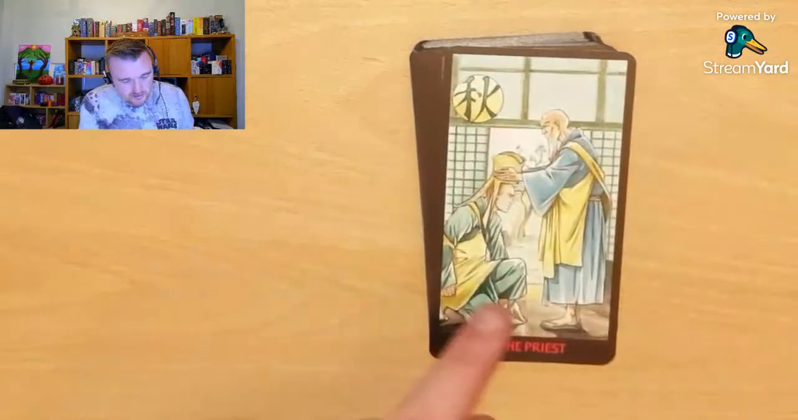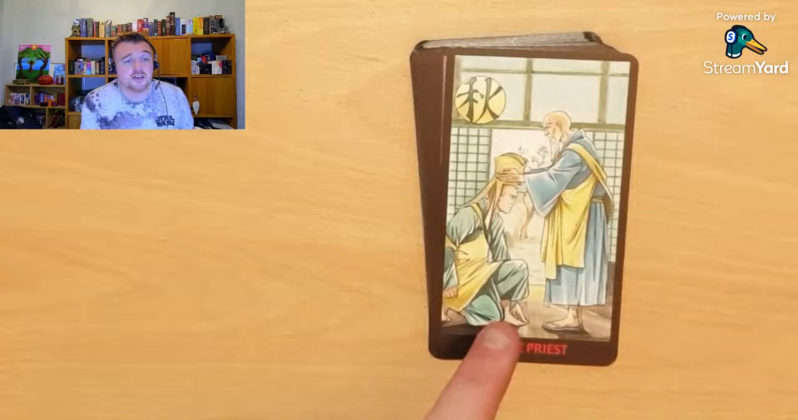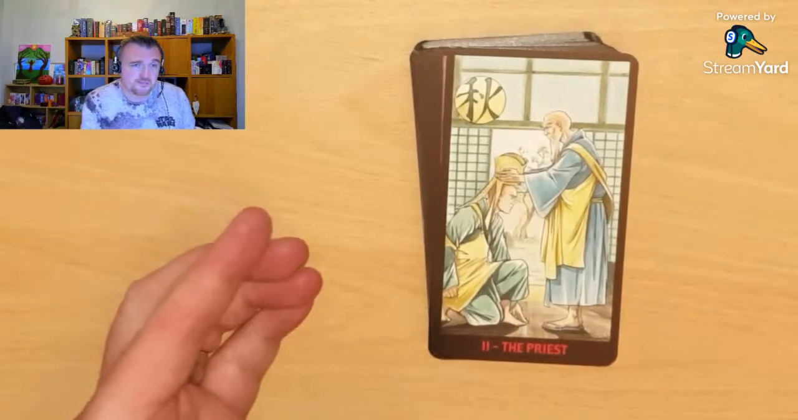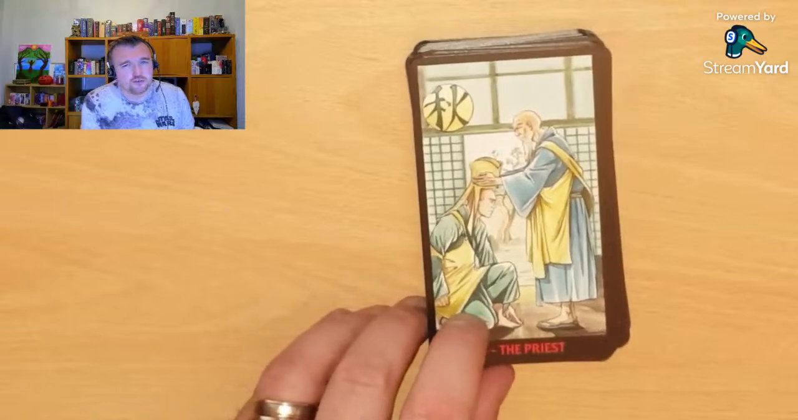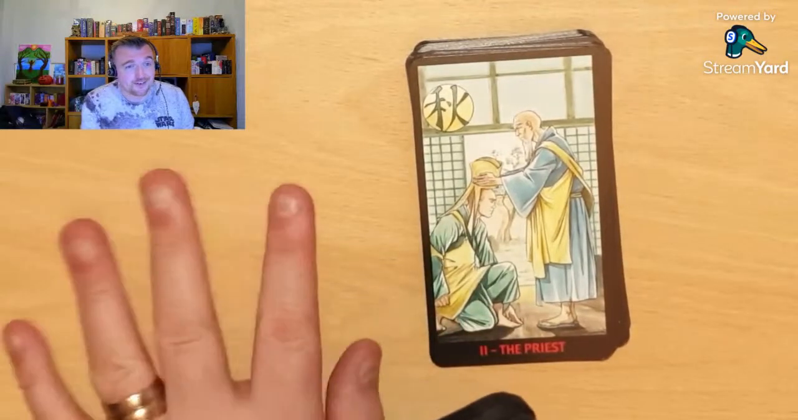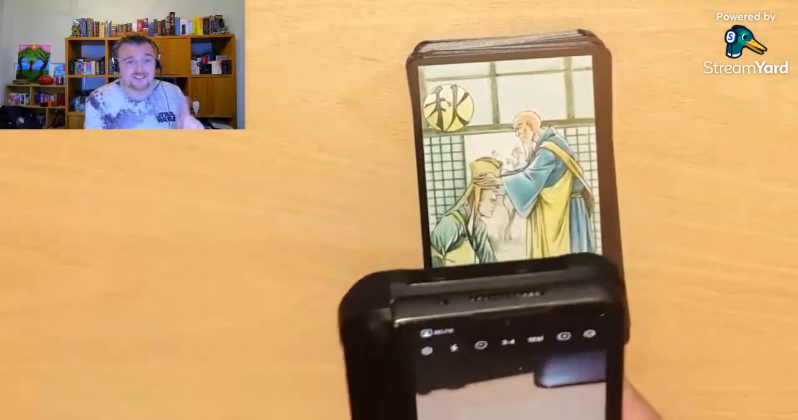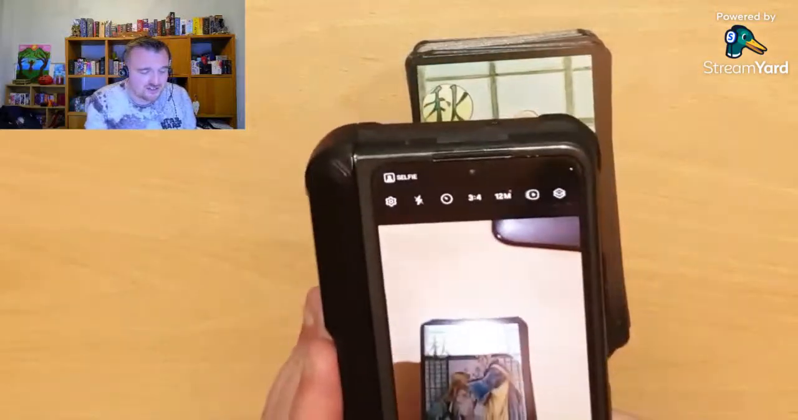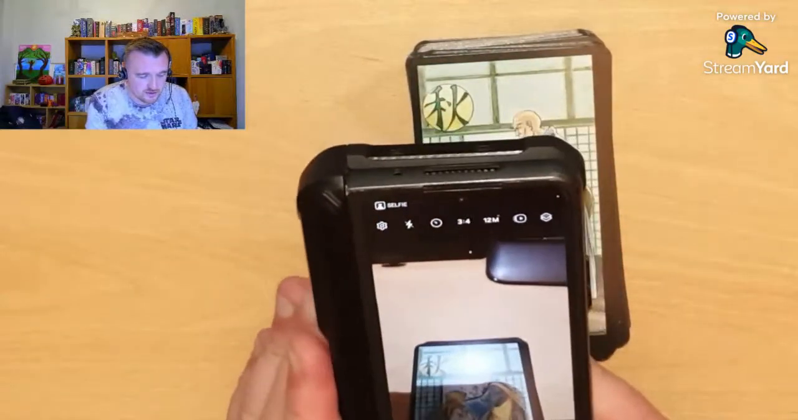This one, the Priest. So number two, the second major arcana card, is the Priest, and then the fifth is the Priestess. That's quite unusual. Other than that, it is very Rider Waite Smith. And Justice and Strength are the old fashioned way around.